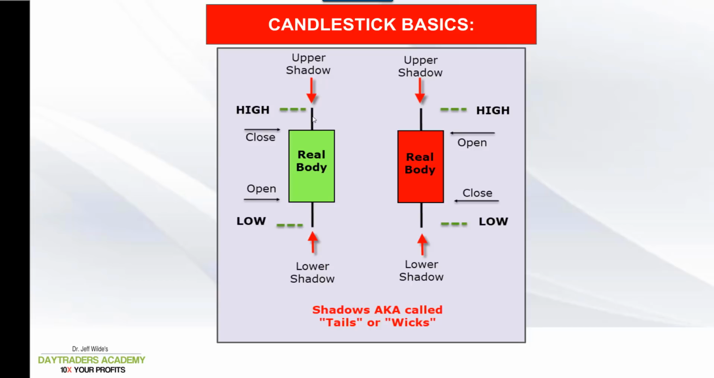You can see this little black thin line on the top and the bottom. Those are called the lower shadow or the upper shadow. Sometimes they're also called the tails or wicks. Just a little bit of market knowledge. So that's it. That's all the detail I need to get into.